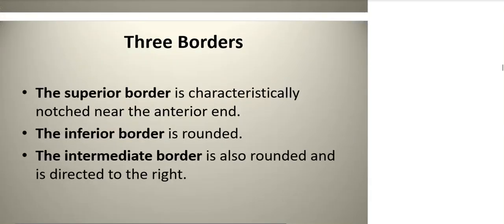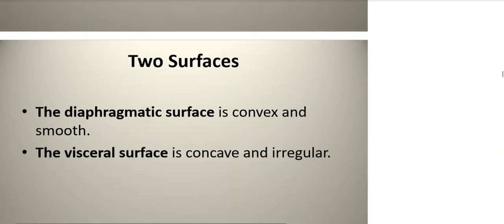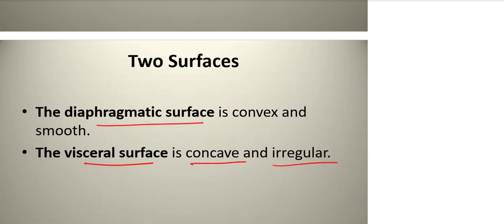The three borders are the superior border, inferior border and intermediate border. The superior border is notched near the anterior end. The inferior border is rounded, and the intermediate border is present between the superior and inferior borders and is directed to the right. The two surfaces are the visceral surface, which is concave and irregular, and the diaphragmatic surface, which is convex and smooth.